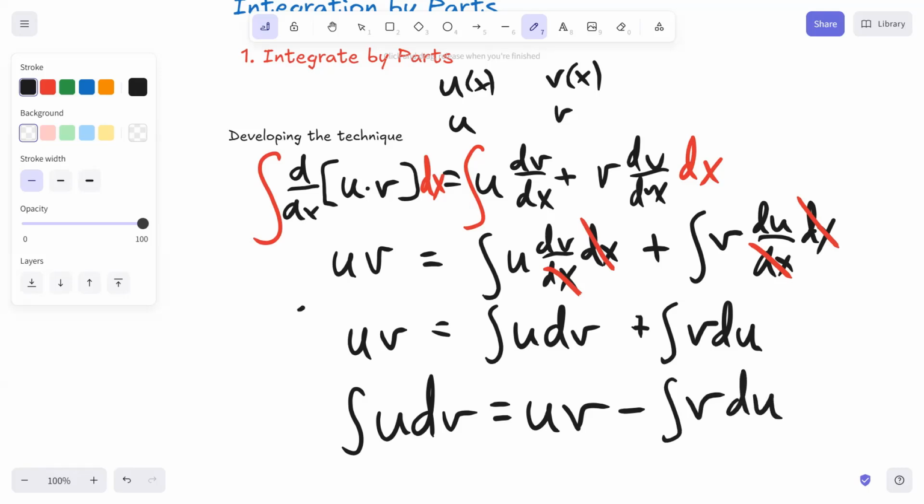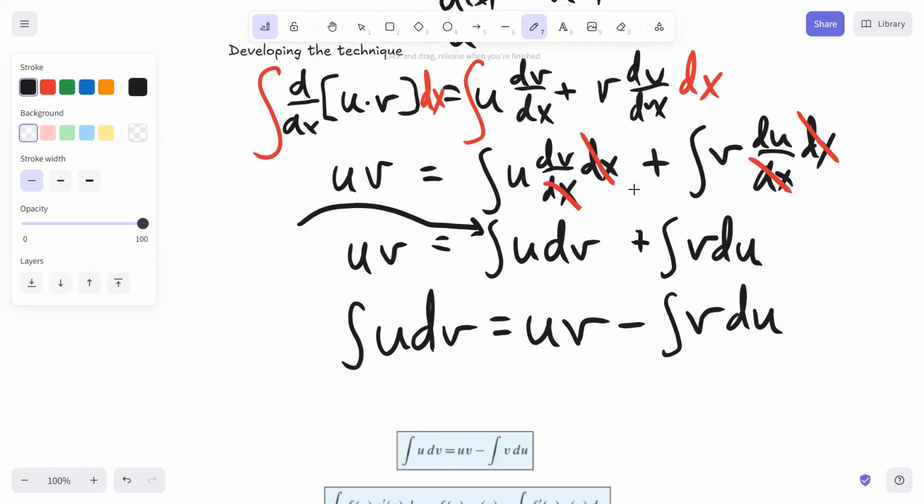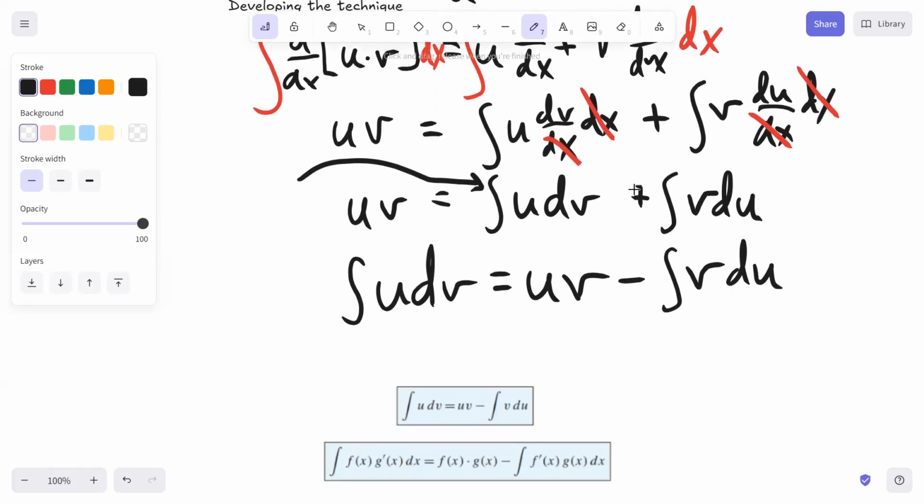So notice all we did was solve for this integral, but I put it on the left-hand side. And this is actually the integration by parts formula. The integral of u dv equals u times v minus the integral of v du. In f and g notation, how we can think of this is the integral of f times g prime equals f times g minus the integral of f prime g dx.